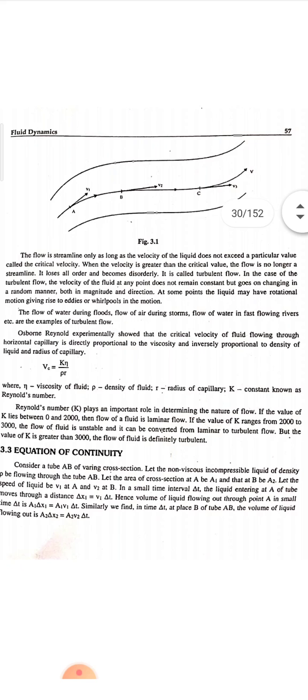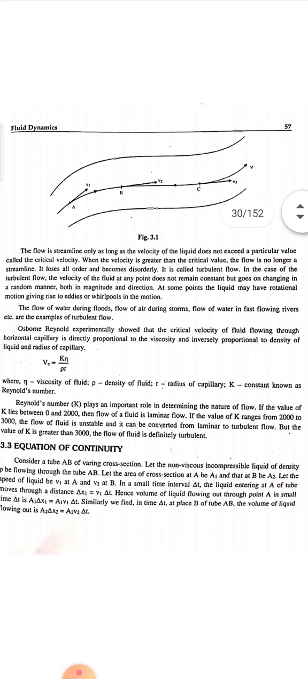The flow of water during floods, flow of air during storms, and flow of water in fast flowing rivers are examples of turbulent flow. Disordered flow is called turbulent flow. In turbulent flow, the velocity of the fluid at any point does not remain constant but keeps changing in a random manner, both in magnitude and direction. At some points, the liquid may have rotational motion, giving rise to eddies or whirlpools.